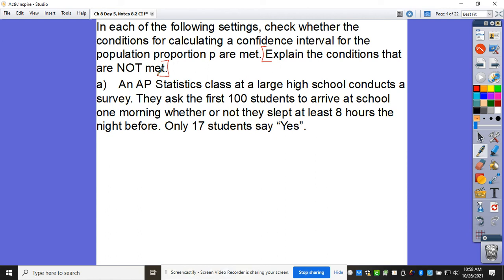But what are my 3 conditions? What's my first condition? Random. What's another one? And my last one. Because I rewrote this to say explain the ones that are not met, I'm only going to talk about them if they didn't work. Random: yes, no? Because where's our selection process here? Is that a good sample of everybody in the school? No, not at all.